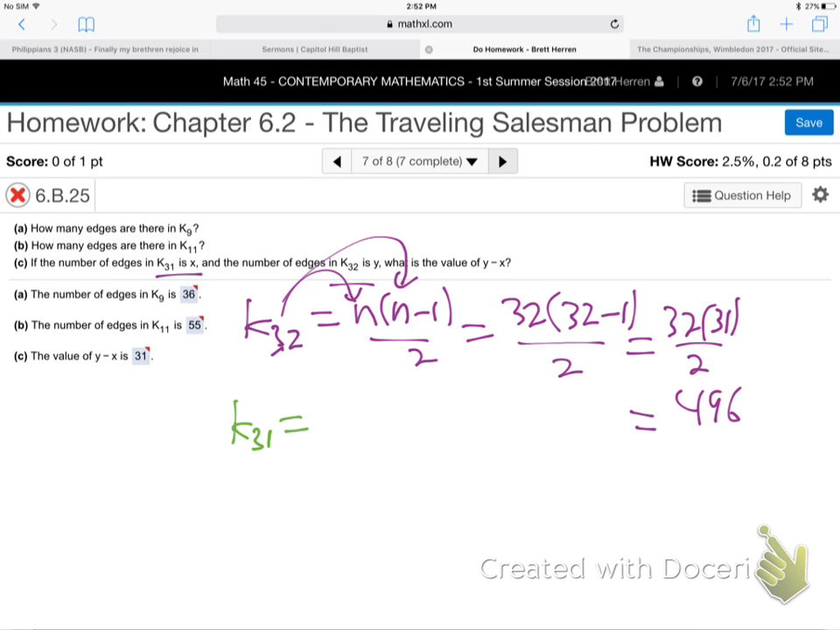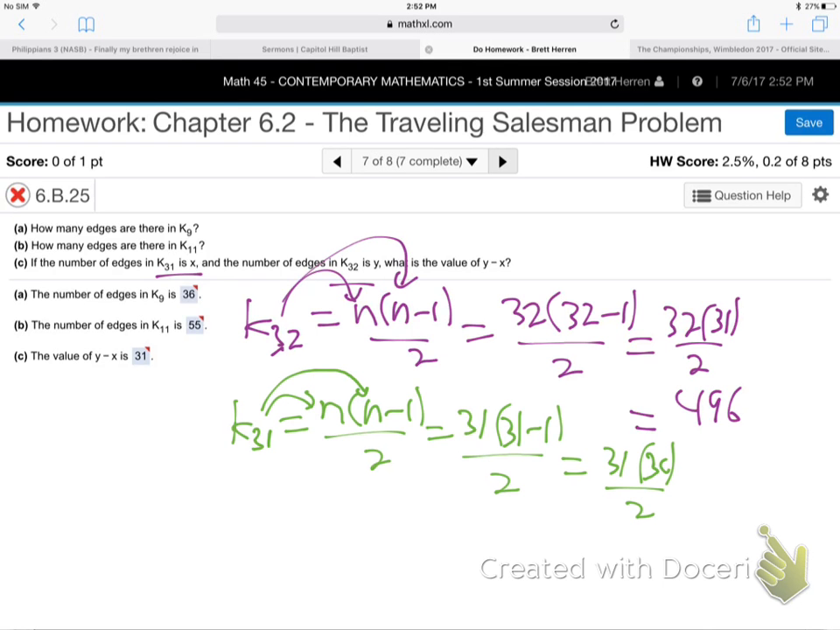And then the other one they want is K31, which again is n times n minus 1 over 2. Plug in the 31. 31 times 31 minus 1 over 2. 31 times 30 over 2. 15, 450, 465.